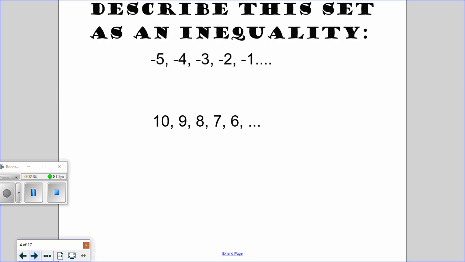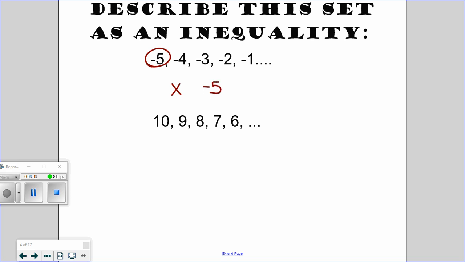So the other thing we're going to need to be able to do, we're building up to doing what's called writing our set in set builder notation. We have to be able to look at a list of numbers, a pattern, and use an inequality to describe that. So if you have a list of numbers, here's an easy way to go from that to an inequality. What I want you to do is write down a variable. I'll always use x.